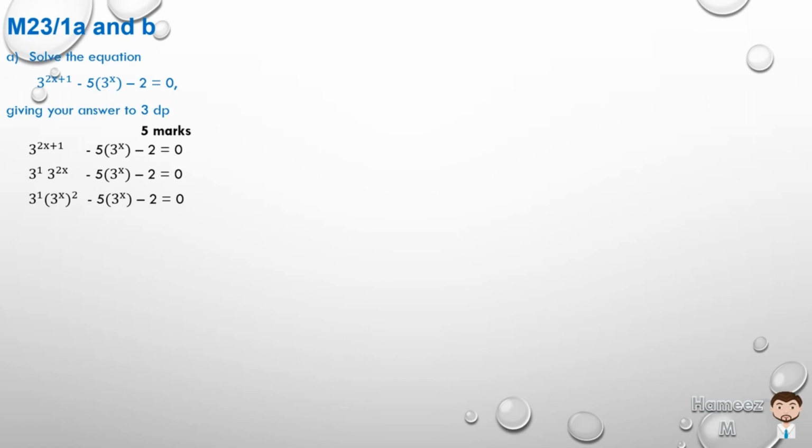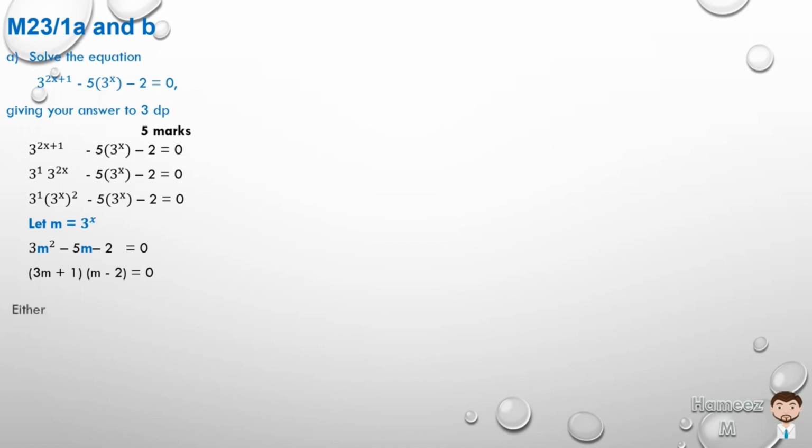So we can easily use a substitution here. Let m is equal to 3 to the power x. Then if we substitute, we're going to get 3 to the power 1, which is 3, by m squared minus 5m minus 2 is equal to 0. And now we have a quadratic equation equal to 0, so we can either use the quadratic formula or we can factorize. So let's factorize.